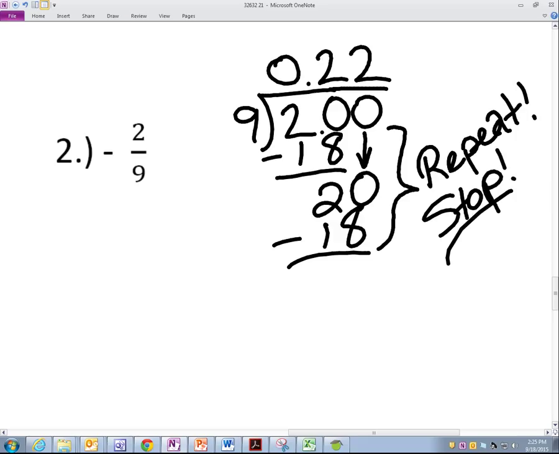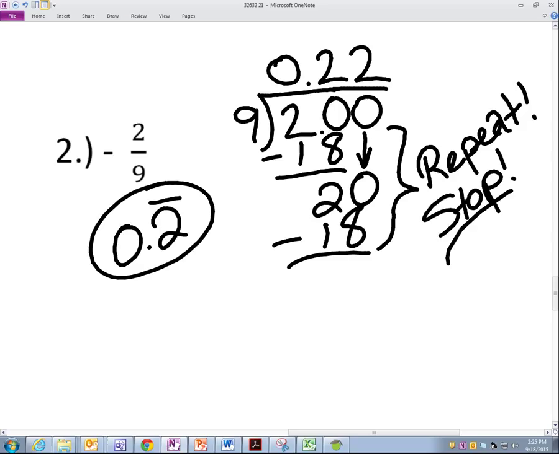Okay, repeat and stop, because you know it's going to be repeating. What's going to be repeating? 2's. So I can rewrite that as being this. Here's my answer: 0.2 with a bar over it.